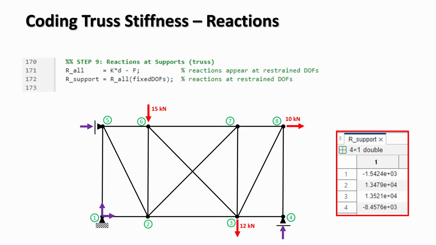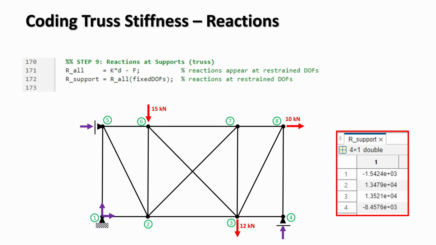From this full reaction vector, we then extract only the entries corresponding to the restrained degrees of freedom because reactions only occur at the supports. These are the values shown in the table on the right of the slide. The diagram underneath highlights where those reactions occur in the truss. Since this is a truss, the supports provide only horizontal and vertical reactions, no moments.